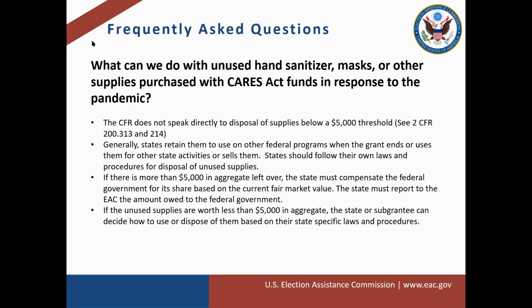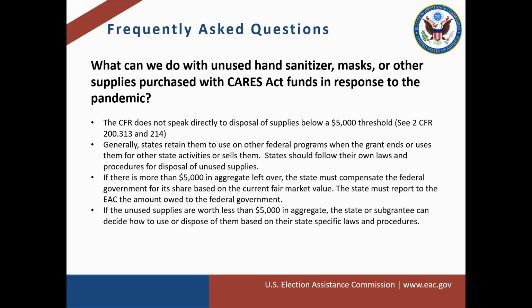And generally, under the federal government, with its grants to states, states follow their own policies and procedures and laws for what they do with unused equipment and supplies when a grant ends. And they generally use them for other state activities or sell them. But generally, you have to follow your own laws and procedures for disposing of them. The only thing that comes into play is if there's more than $5,000 in leftover supplies that were bought with federal funds, in which case you have to return to the feds the amount of the cost that it paid for under the grant according to the current market value, which I think is where some of you may have questions.